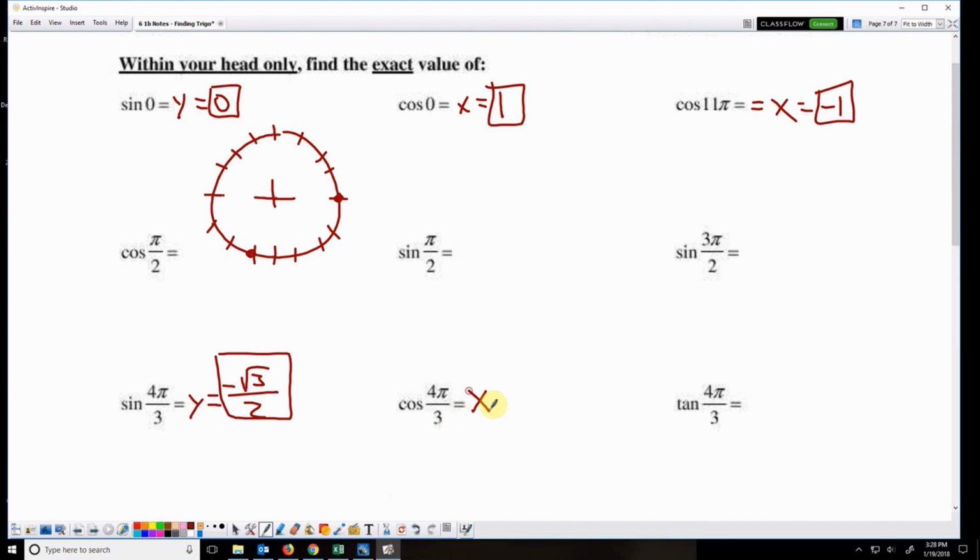Cosine at that same spot. So we go halfway around, we're at 6 over 6 pi, 7 over 6, 8 over 6. So I want the x value. From the center, that is the first position to the left. First position to the left is negative 1 over 2.